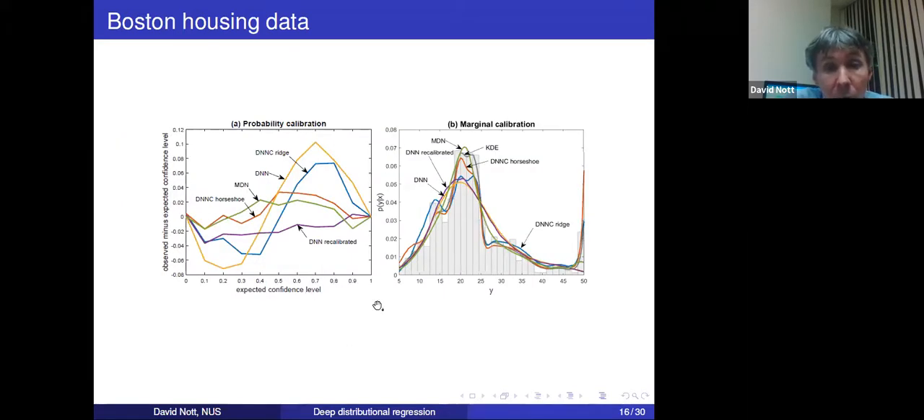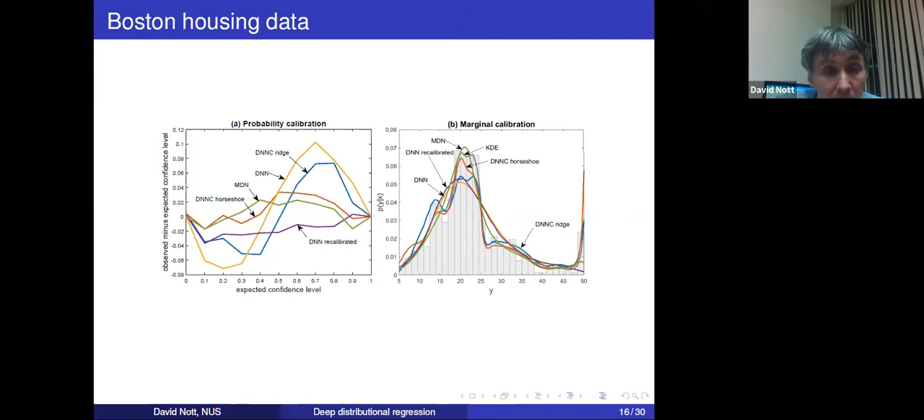Here are two graphs that show you some calibration properties of different distributional regression methods for the Boston housing data. The plot on the left is examining probability calibration. As I said, the way you check probability calibration empirically is by looking at probability integral transforms for the responses and then seeing if those are uniform.